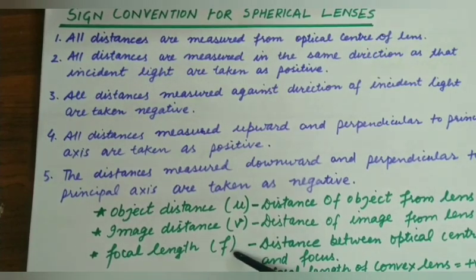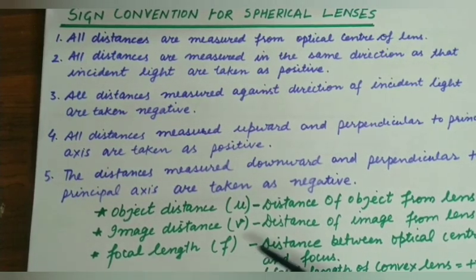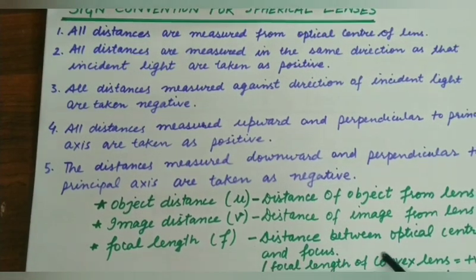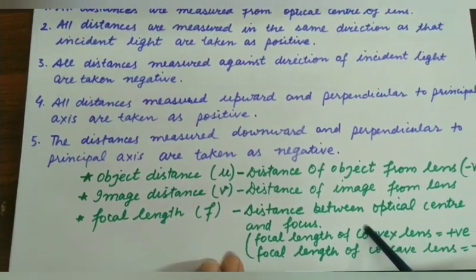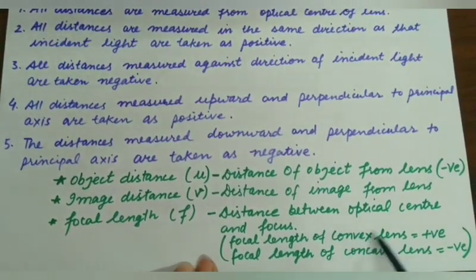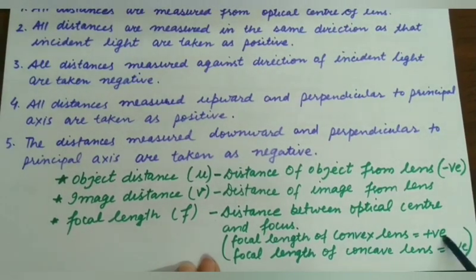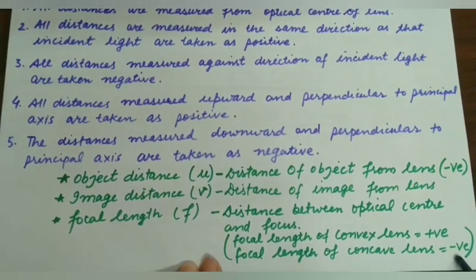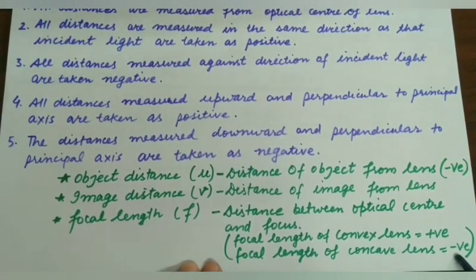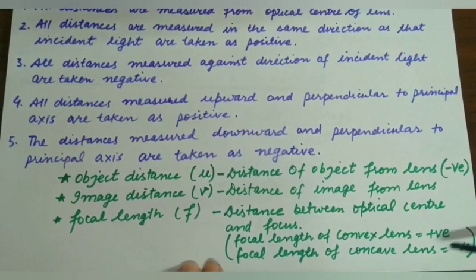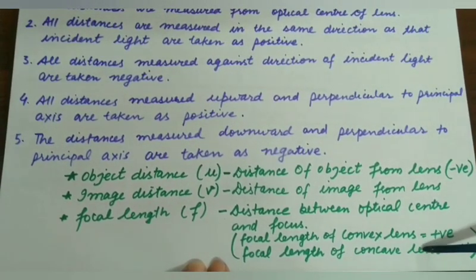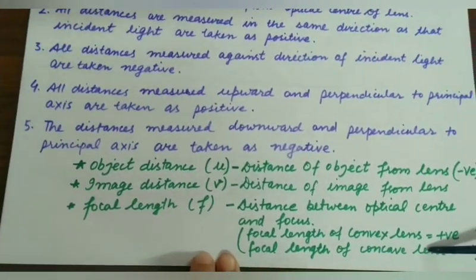Focal length is denoted by small f. It is the distance between the optical center and the focus. Here you need to remember one more thing: the focal length of a convex lens is always positive, and the focal length of a concave lens is always negative. You need to keep all these points in your mind when you solve the numericals.